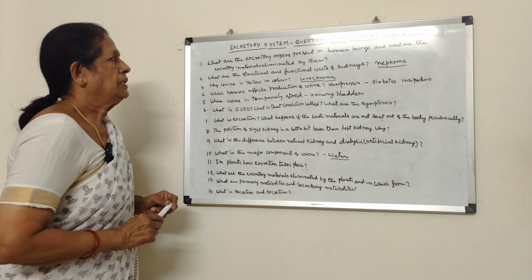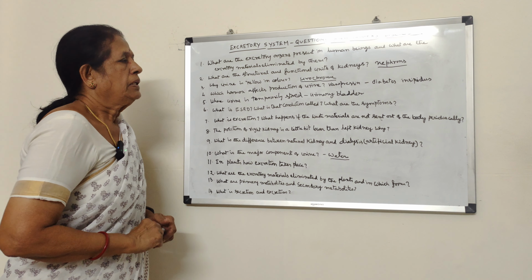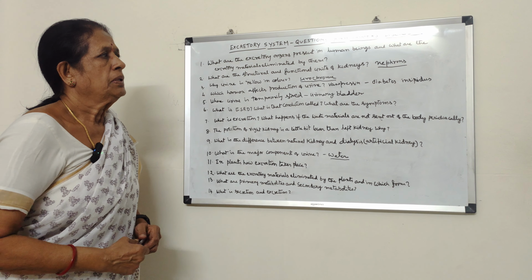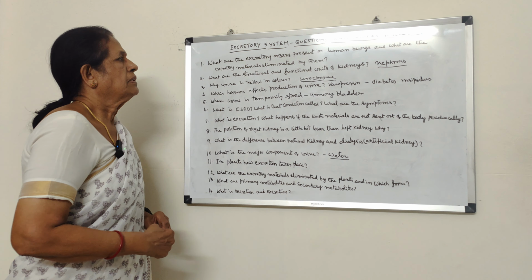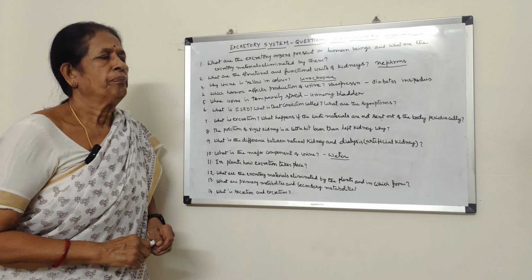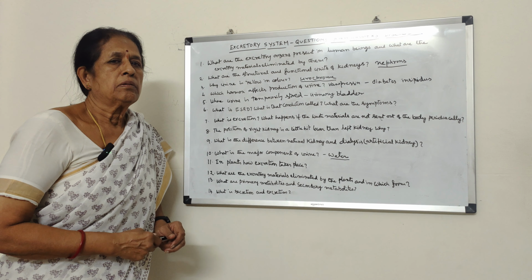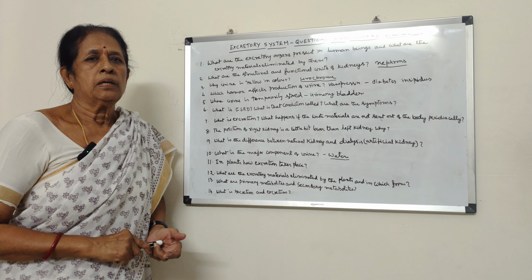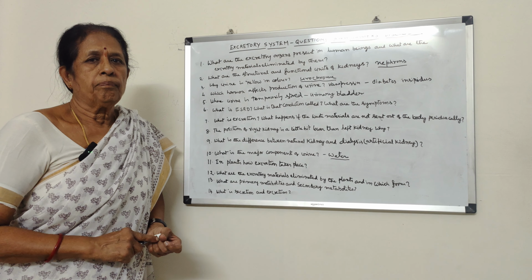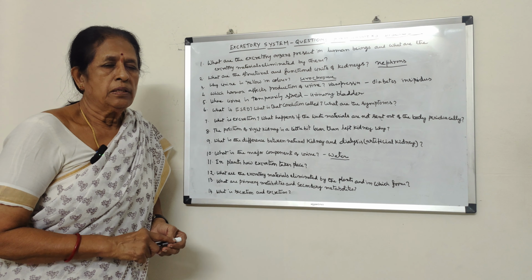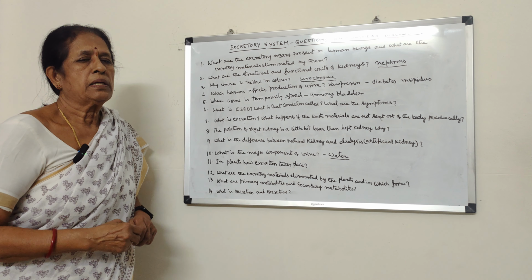Okay. First of all, let us see what are the different excretory organs present in human beings and what are the excretory materials eliminated by them. So in human beings there are 5 excretory organs. So what are they? Lungs, liver, large intestine, skin, kidney. So these are the 5 important excretory organs.